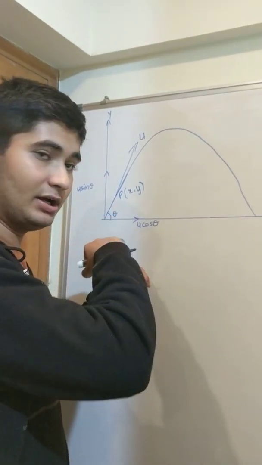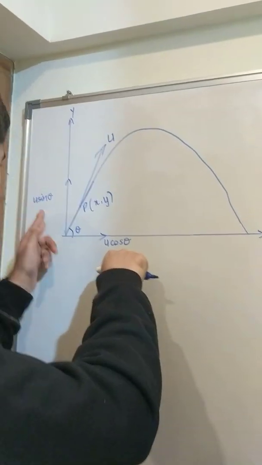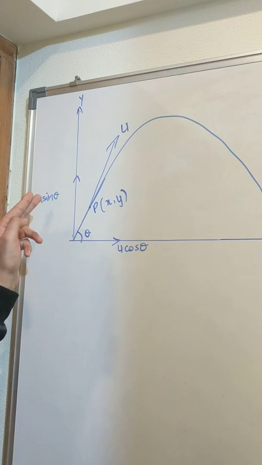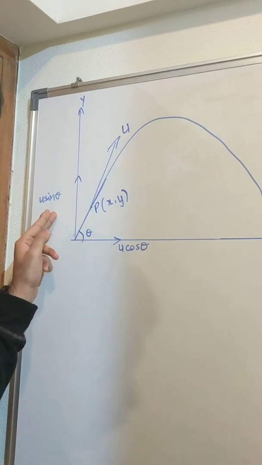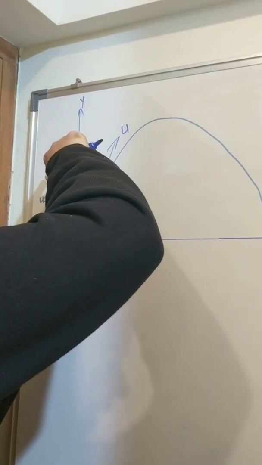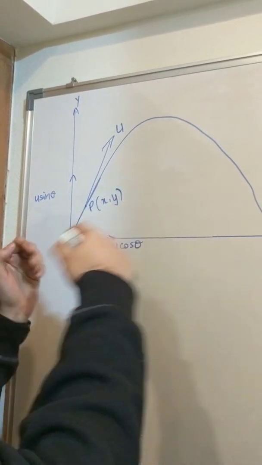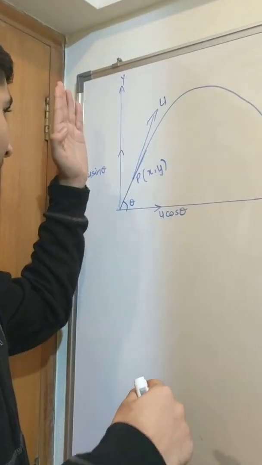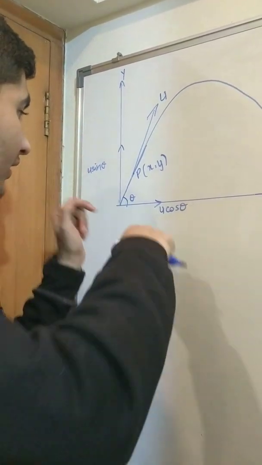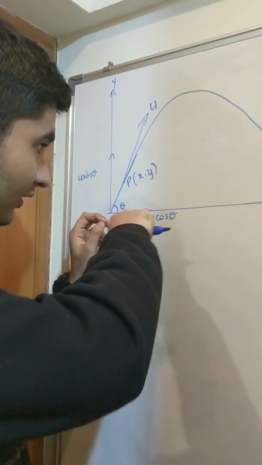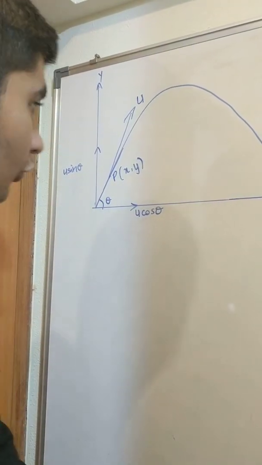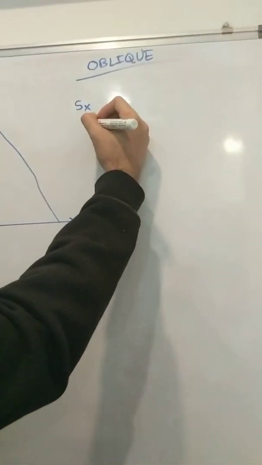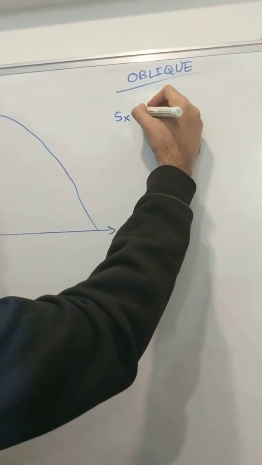I let this angle be theta. So this is going to be u cos theta, and this is going to be u sin theta. One great thing about vectors is that the effect that this vector causes in this direction would not affect whatever this vector does in this plane. So let's start with your displacement in x.